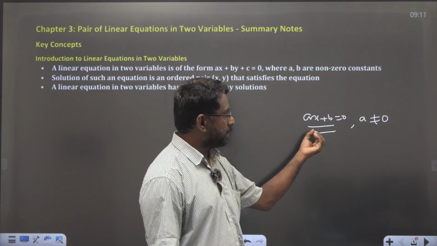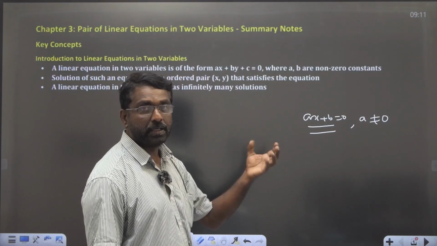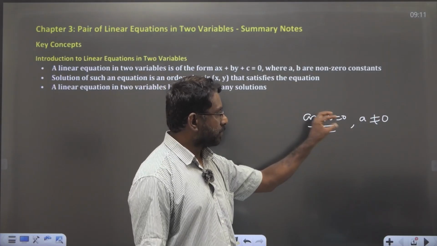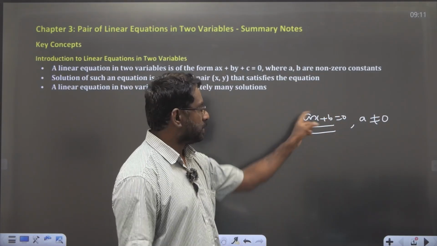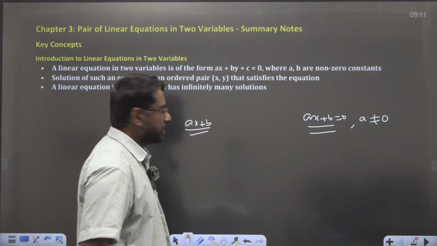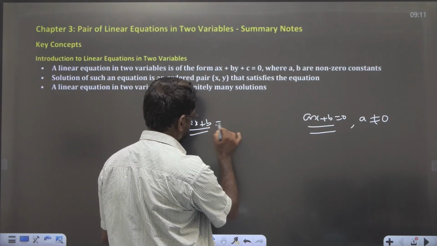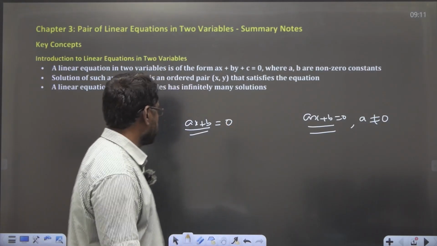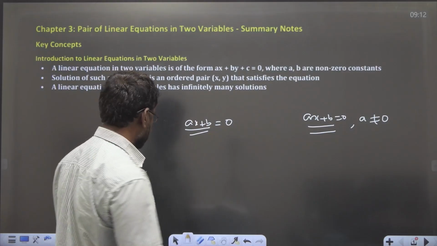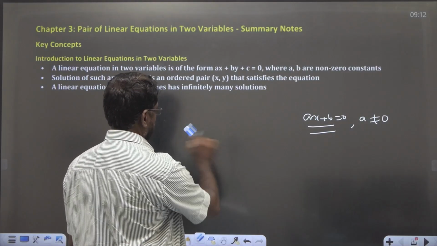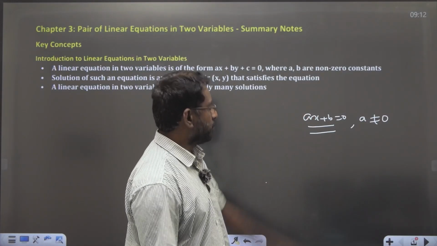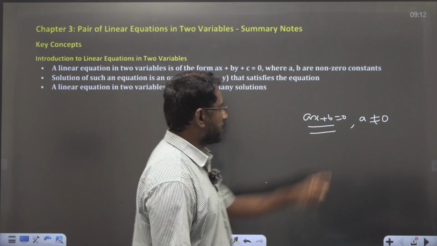A polynomial becomes an equation if we equate it, if we put an equal sign with a 0. Ax plus b is actually a polynomial. If we equate ax plus b equal to 0, this polynomial becomes an equation. Okay. This is the equation in one variable, ax plus b equal to 0, where a not equal to 0.